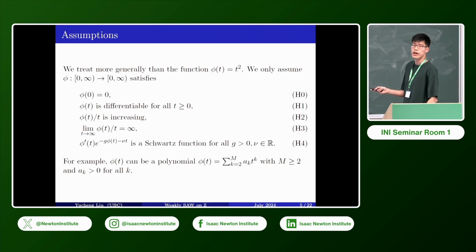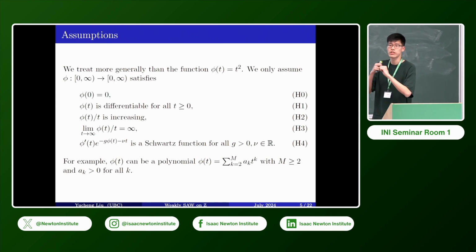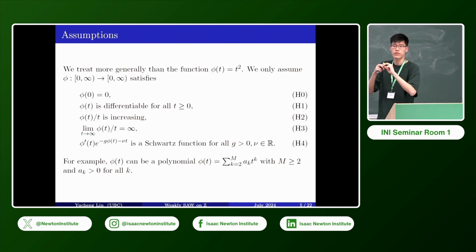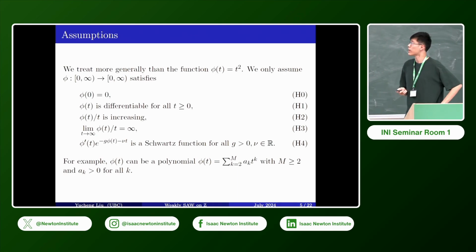So for example, if phi of t is t cubed, then we don't penalize self-intersections but we penalize triple intersections. So if the walk intersects itself 3 times at a point, we penalize that instead.